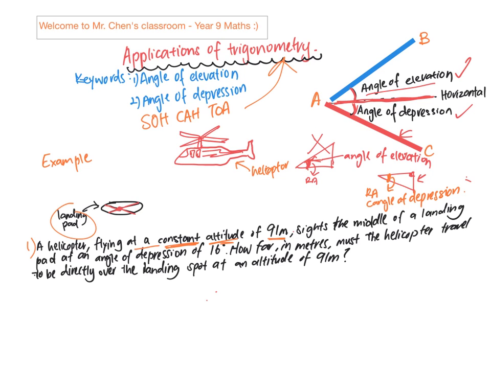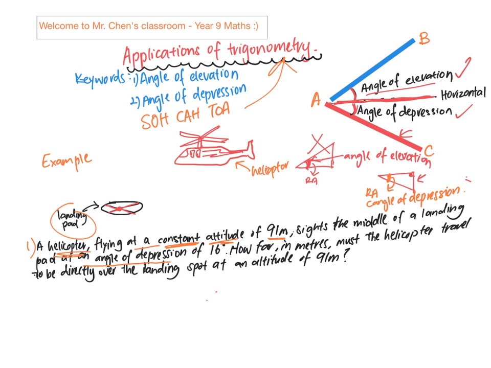The first thing you have to look at is who is the main character in this question, which is the helicopter. It's not the landing pad, because it says a helicopter flying at a constant altitude of 91 meters sights the middle of the landing pad at an angle of depression. So it refers to the helicopter as the one that has an angle of depression of 16 degrees.